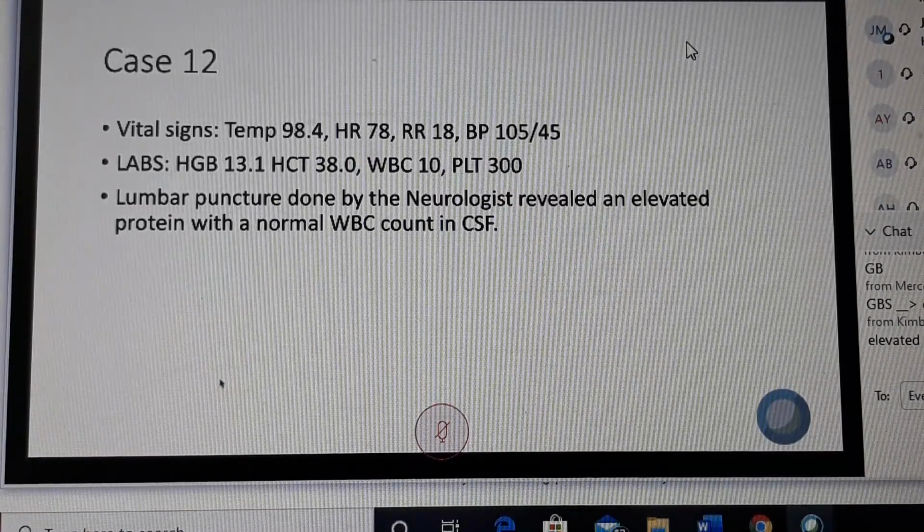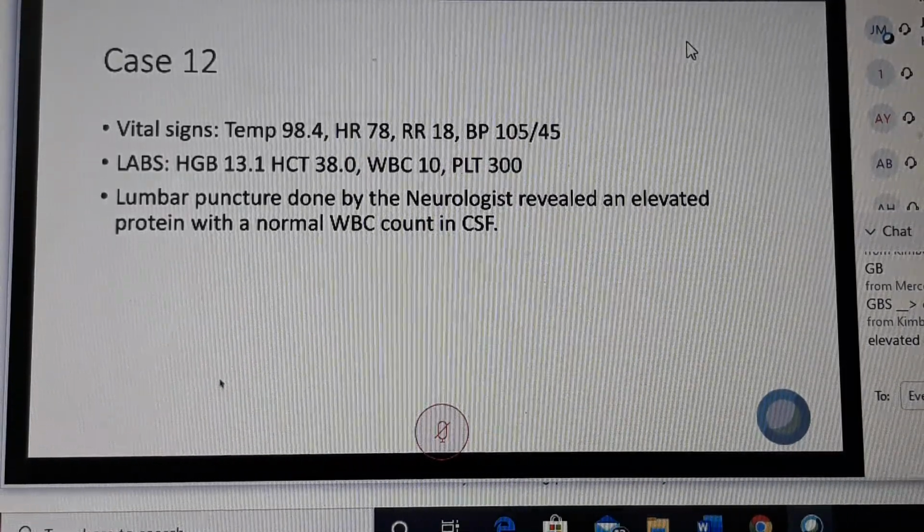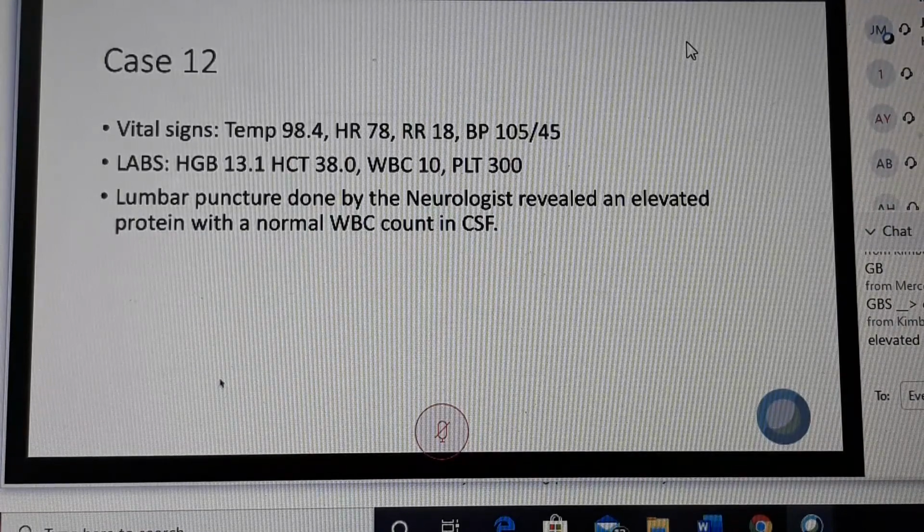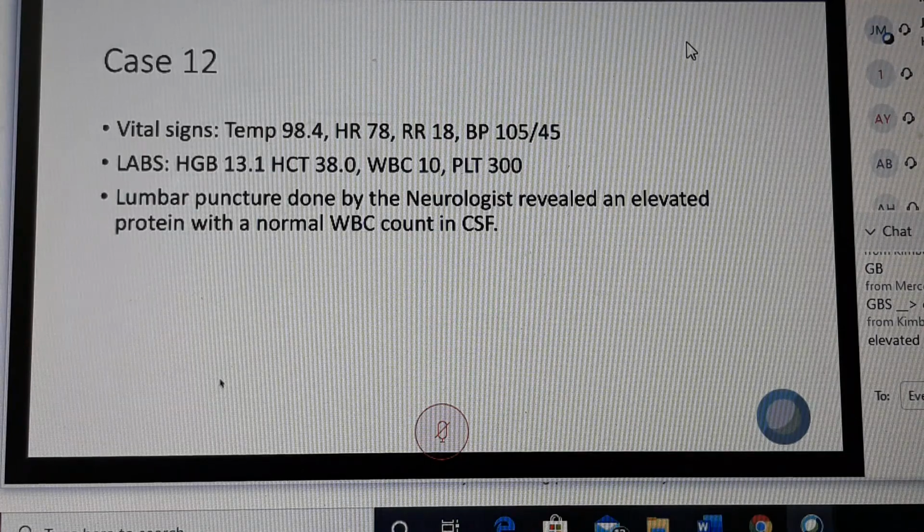Depending. Now, in this case, you have a patient with elevated protein with normal WBCs in the CSF. That usually indicates that there's some kind of inflammatory process going on. Because if there's no white blood cell count, that means there's no bacterial issue, there's no viral issue. Why is the protein elevated if there's no bacteria or viruses in the CSF? It usually means that there's an inflammatory process.